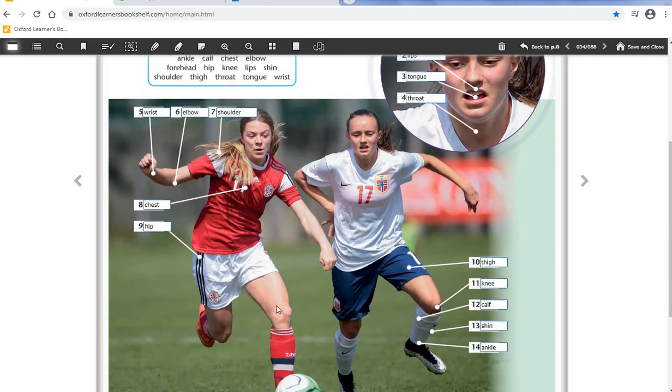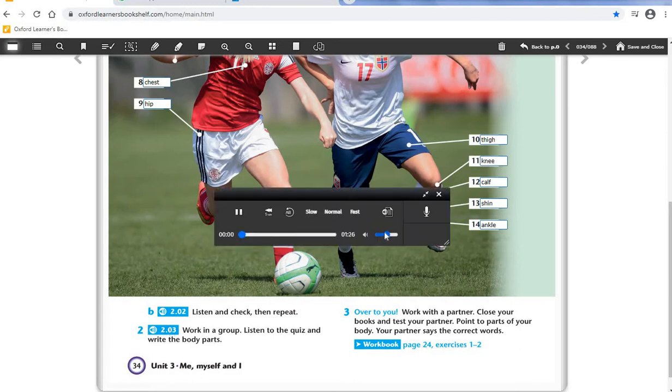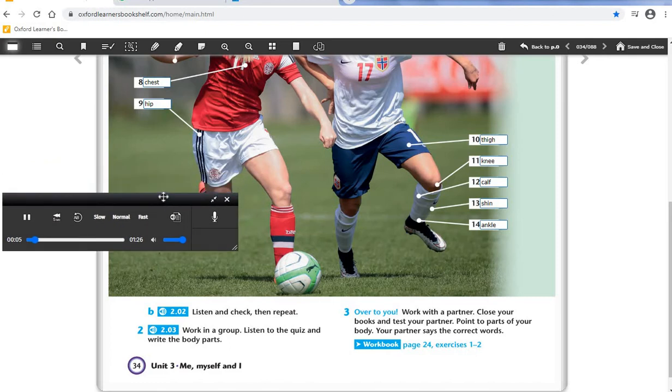Yes, okay. And after this one, we worked in group and did the quiz in the class. Let's listen to Track 3, read the answers for page 34. Exercise 2.